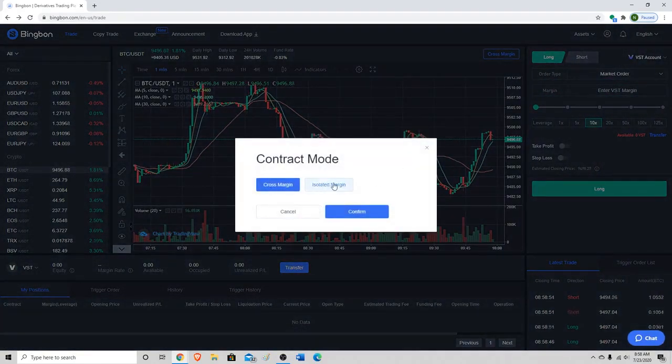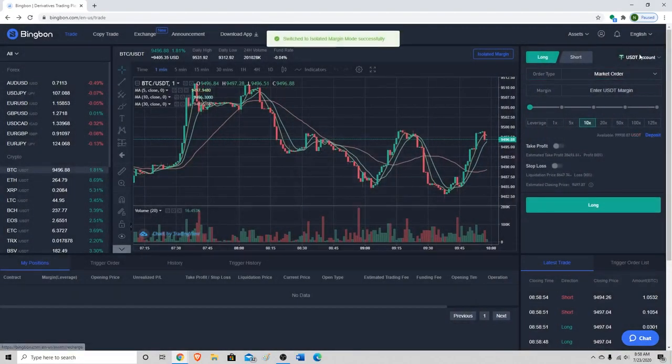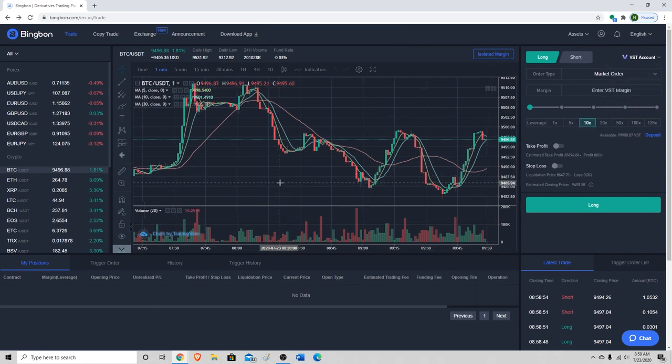All right, you guys. So if I go to isolated margin, I should have some virtual on here too, so I can paper trade, you guys. So it's a good practicing tool for those of you who are newer to margin. All right, so you can do 20.